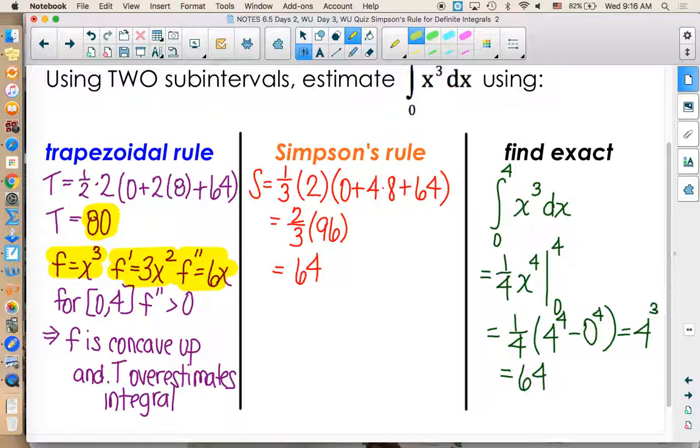So f is concave up from 0 to 4, so that trapezoidal approximation is too big. It's overestimating the integral's value. Simpson's rule, which will fit the curve a little bit better, Simpson's rule with two subintervals got 64, and the exact value of the integral is 64.